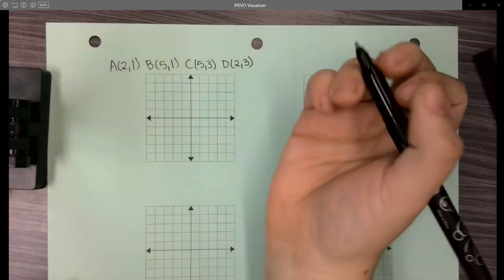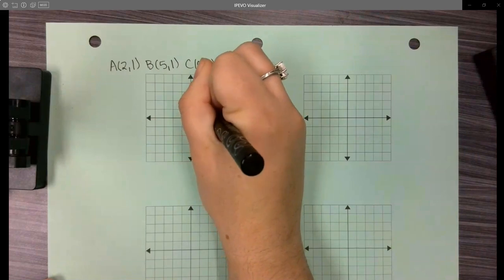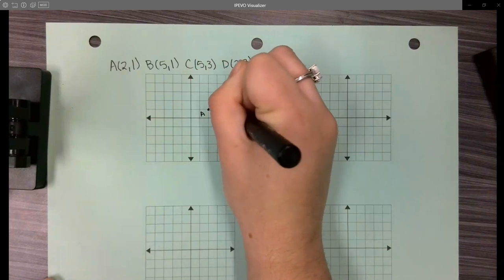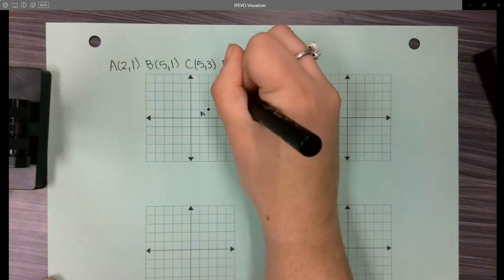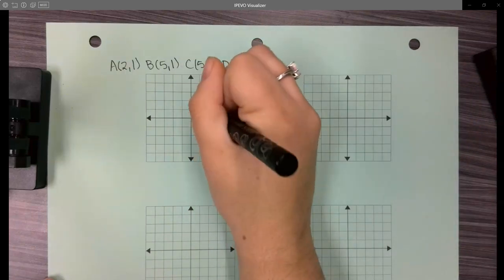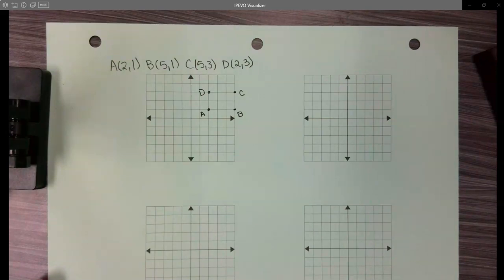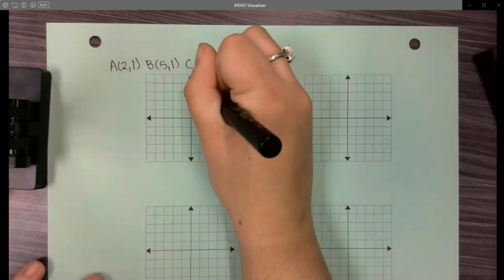Okay, so I want to go ahead and plot my points. So I have (2, 1), so I go right 2, up 1. I have (5, 1), so I go right 5, up 1. (5, 3), I go right 5, up 3. And (2, 3), I go right 2, up 3. Then I want to go ahead and connect my points.